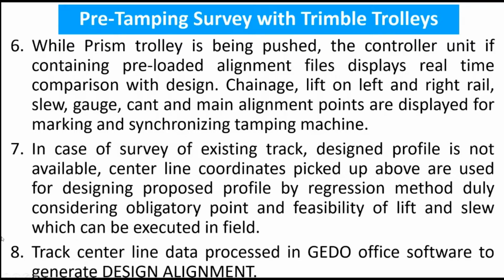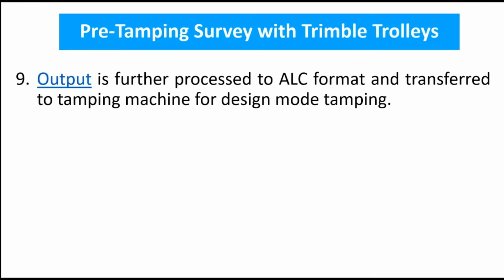And the GDO software, which has the trolley system, generates the designed alignment as per the requirement of the railway administration. Output is further processed into the ALC format and transferred to the tamping machine. The same format as a soft copy goes into the tamping machine. Downloaded from the soft copy, it will run in the tamping machine in ALC, and after that you do the tamping.